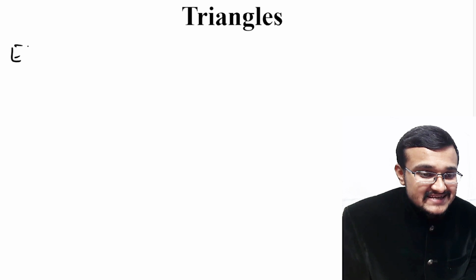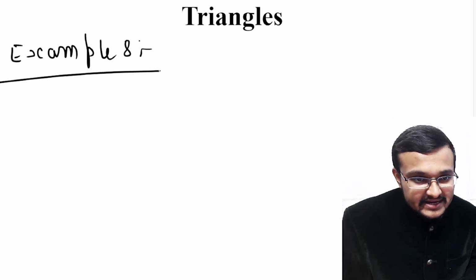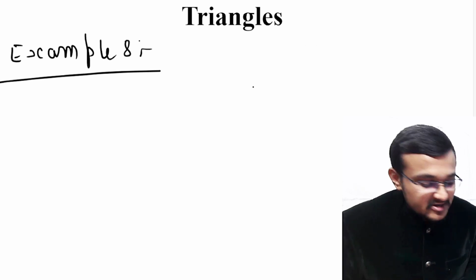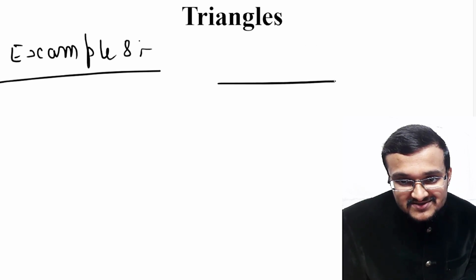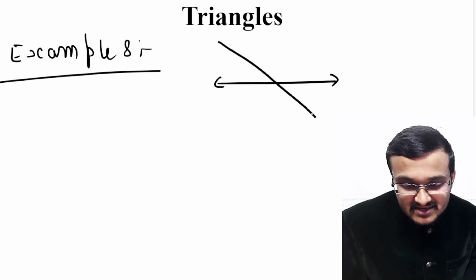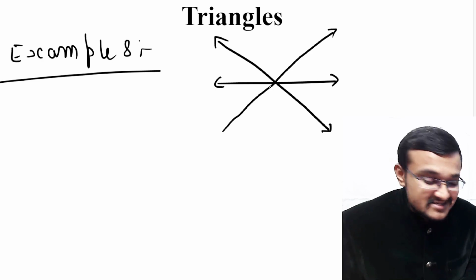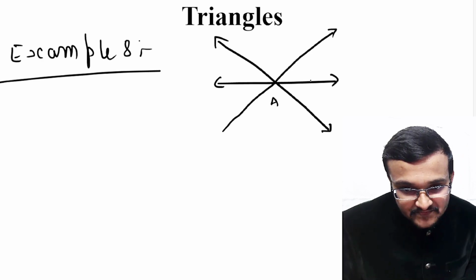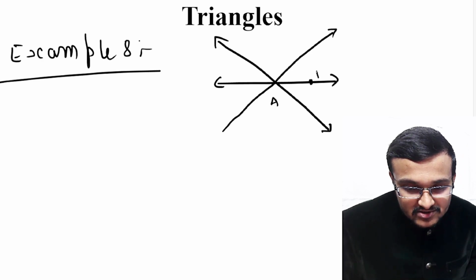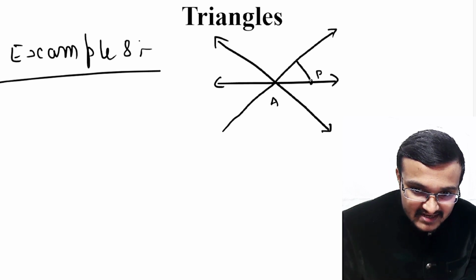Now we will look into the next example which is there in this particular chapter, that is example 8. In example 8 also you have one particular figure. There are 3 straight lines given like this. One straight line is passing like this, the other straight line is passing like this, and one more straight line is passing like this. All these 3 straight lines are intersecting at point A, and there is a point P on this particular line which is equidistant from this particular line, and it is also equidistant from this particular line.